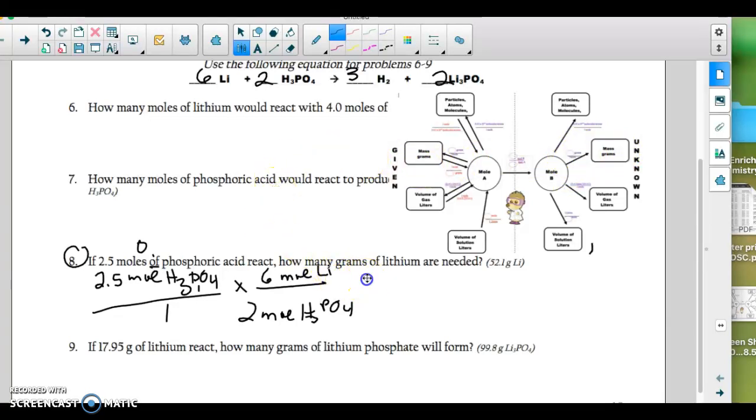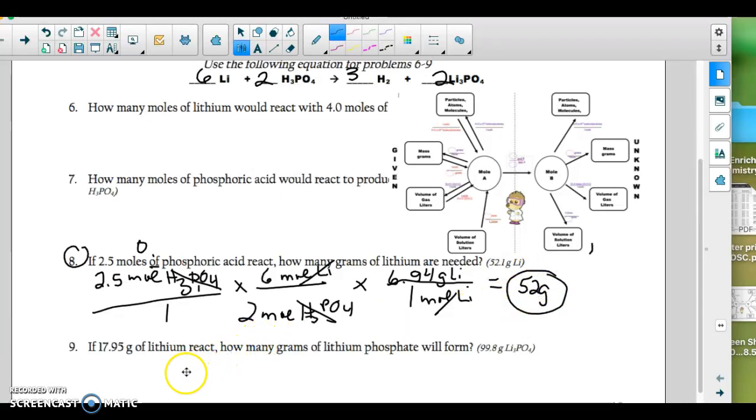So on the periodic table, lithium is 6.94 grams for every 1 mole. So moles of acid, moles of lithium cancel, and then we're left with grams. And with 2 significant figures, we should get 52 grams.